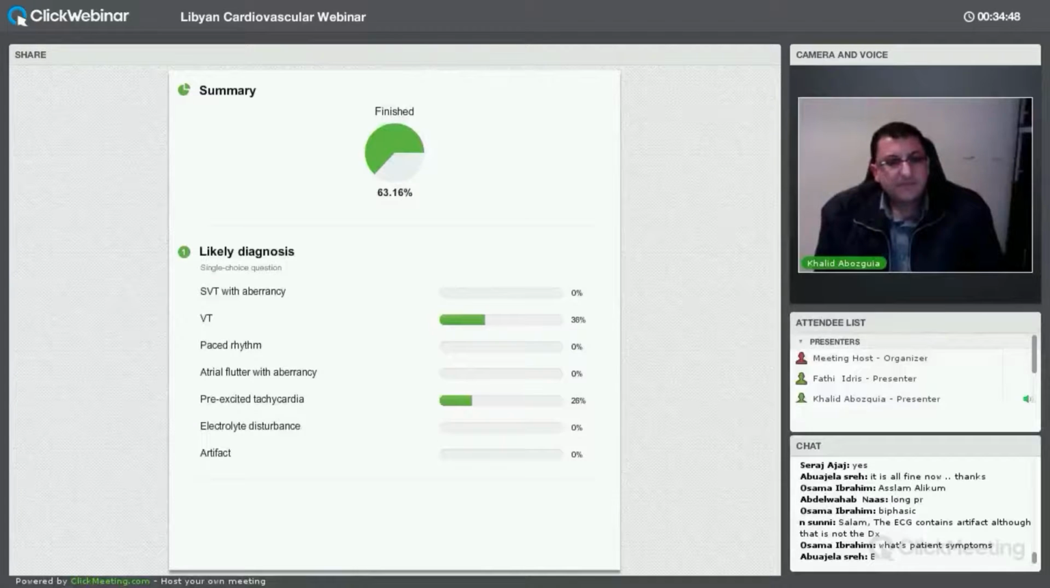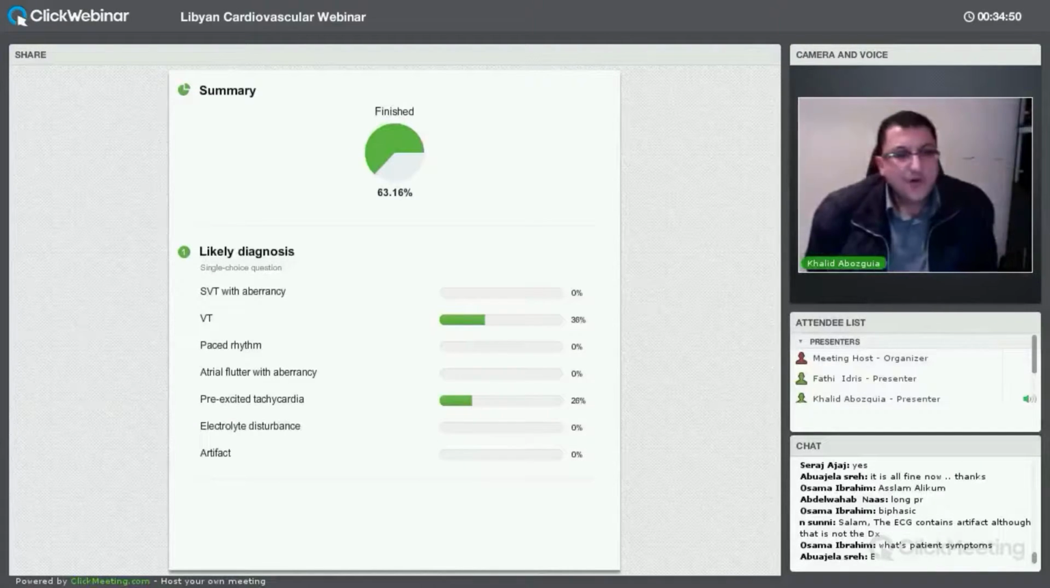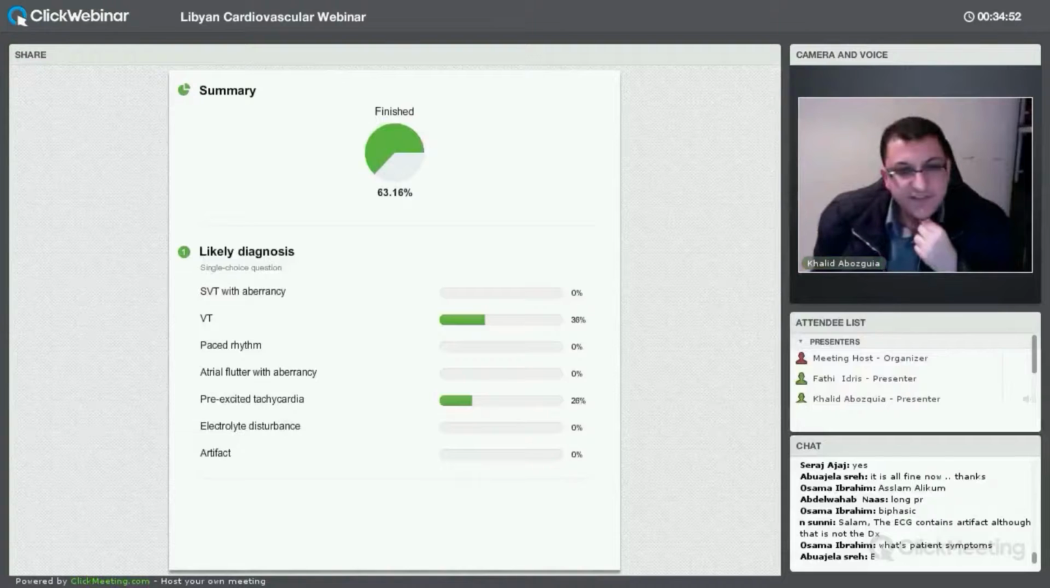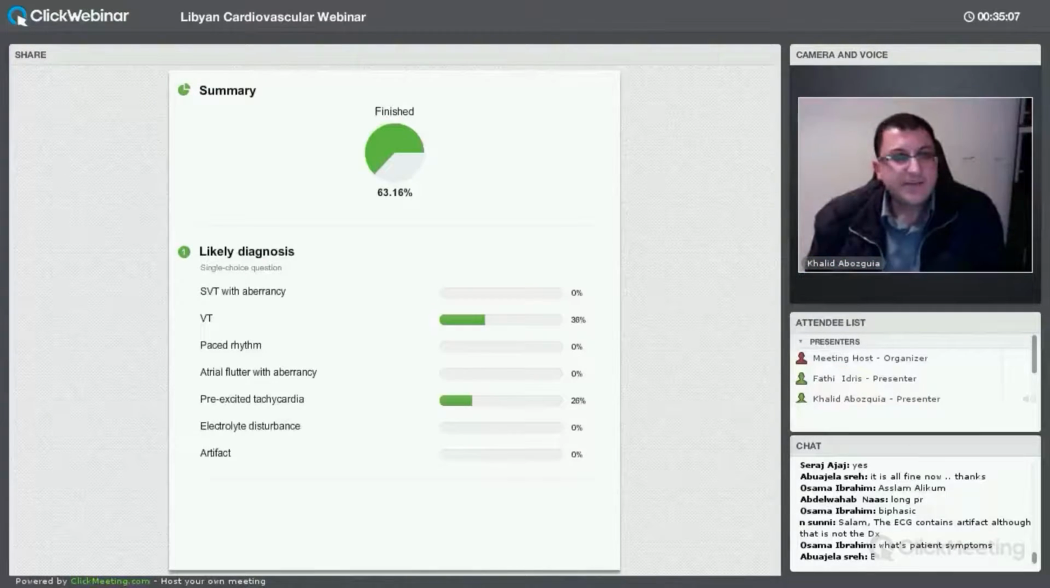Okay, we're making progress. We know from the start of the case it's split between the two. I think the majority think this is VT, and still a significant proportion think this could be pre-excited tachycardia. Okay, let me just go back to the presentation.